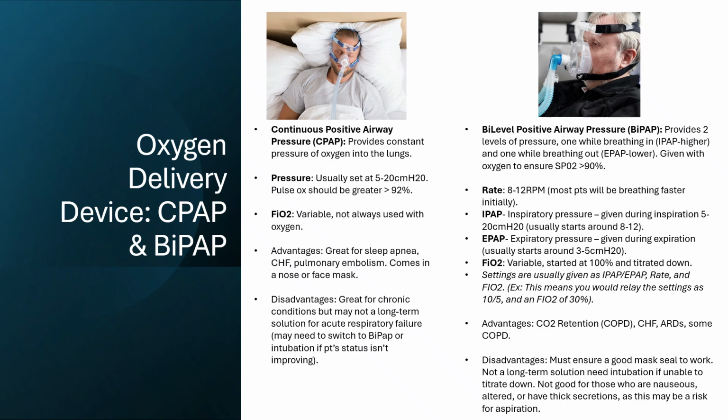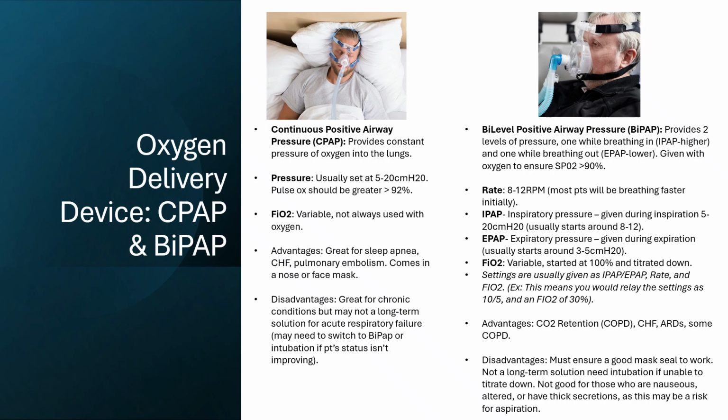Typically, a patient on BiPAP is going to be given an oxygen source, so you want to make sure that your SpO2 is higher than 90%. But most patients on BiPAP are going to be hooked up to an oxygen source. Sometimes you might see this with patients at home who are not hooked up to oxygen. I would say 95% of my patients are always hooked up to oxygen. So your FiO2, again, is going to be variable, but most are going to be hooked up to oxygen. So you're going to start at about 100% and then titrate down.